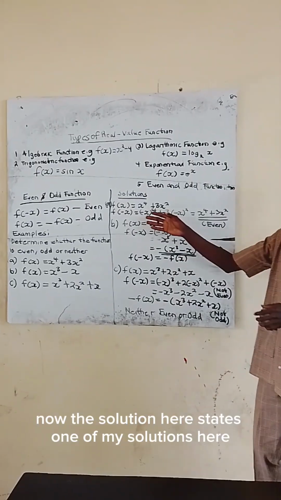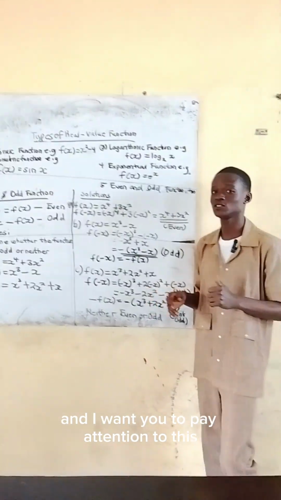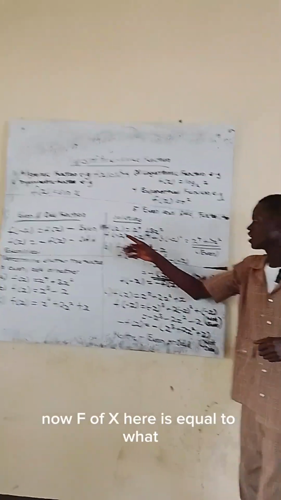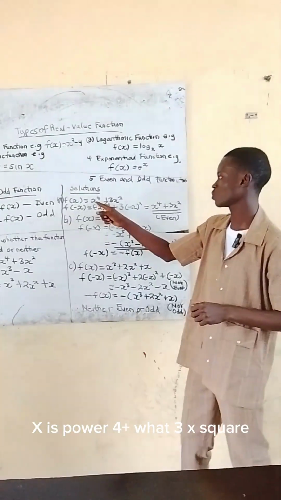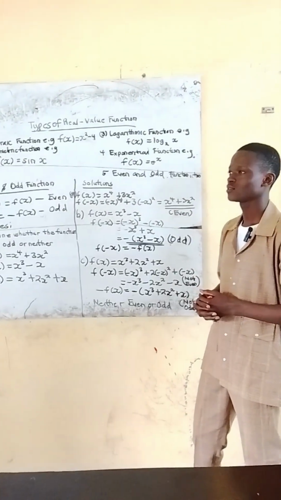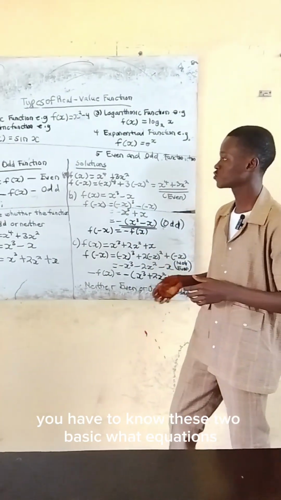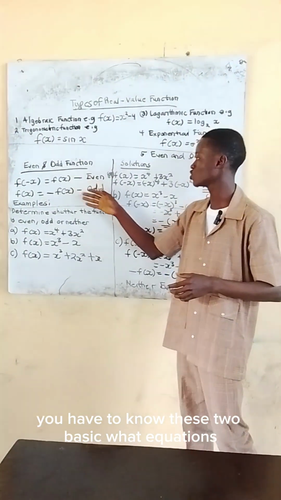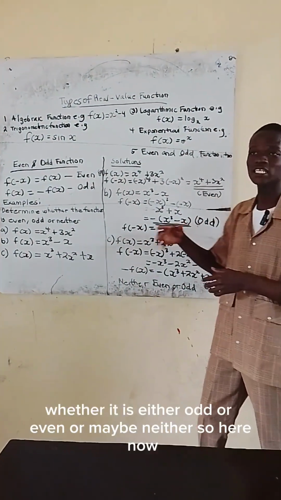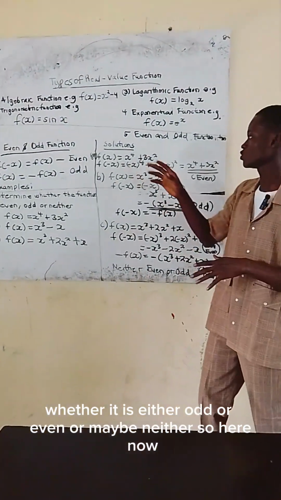The solution here states one of my solvings, and I want you to pay attention to this. Now f of x is equal to x raised to power 4 plus 3x squared. I told you one thing, that in order to solve any question in even and odd functions, you have to know these two basic equations, and you must check whether it satisfies either odd or even, or maybe neither.